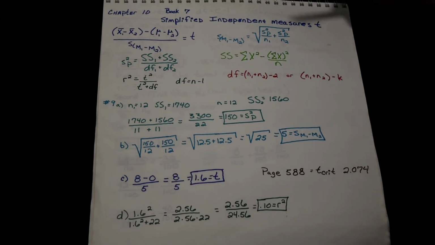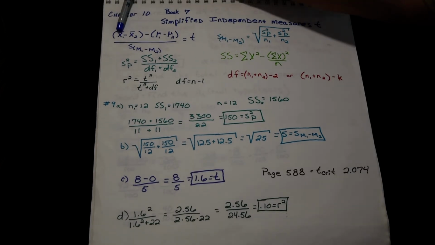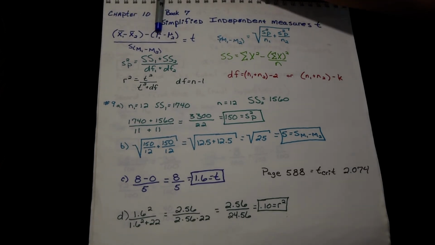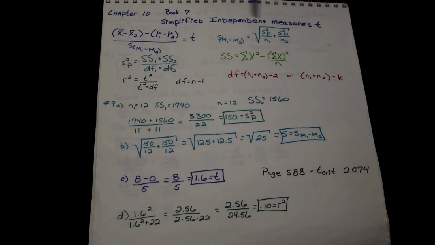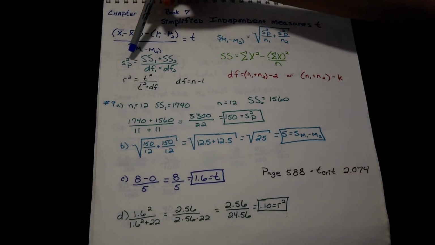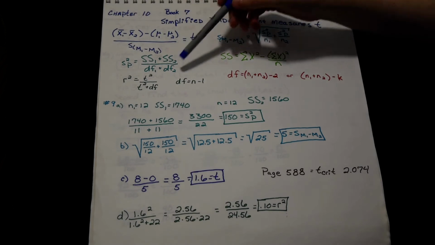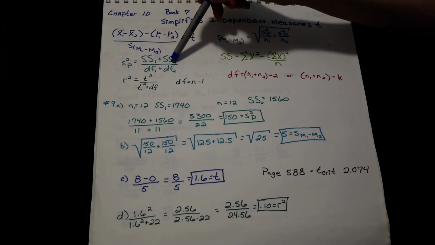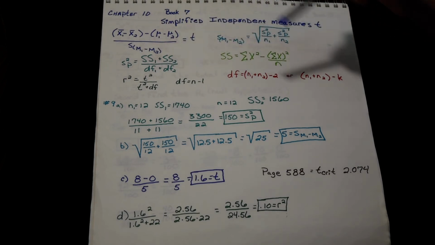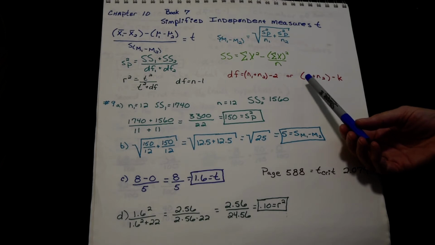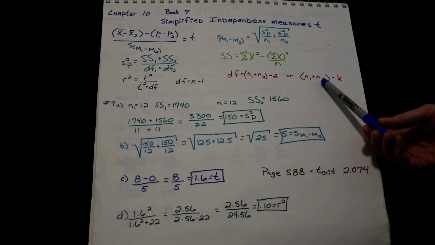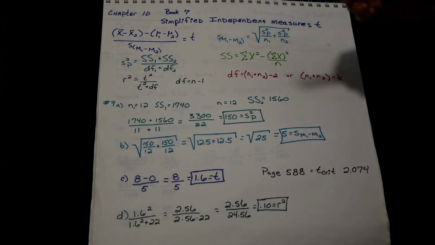So the first thing that you need to realize is that this is your sample mean, this is your population mean, this is your estimated standard error. Now this is your estimated standard error for Simplified Independent Measures T. This is specific to this test. Then you have your pooled variance, which is just SS1 plus SS2 over DF1 plus DF2. And in this case, DF is just N1 plus N2 minus K, and K is your number of treatments.